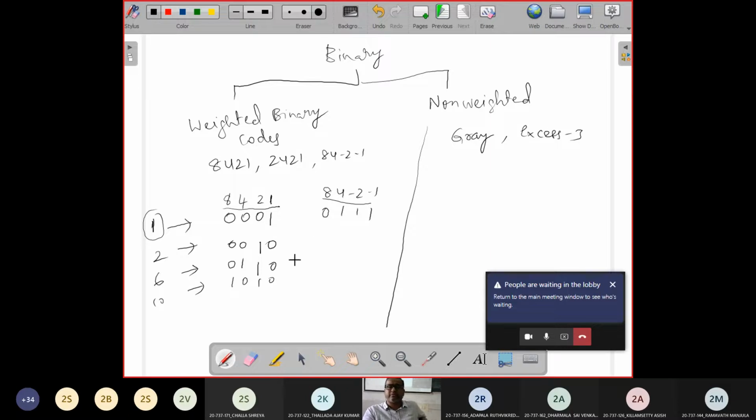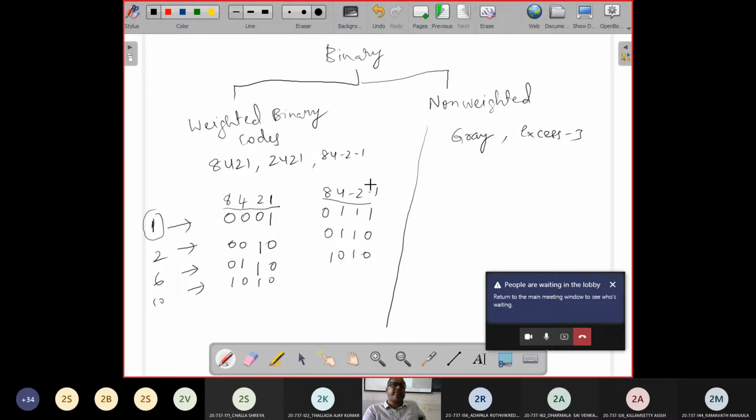Now I want to represent 2. How do you do that? What can be the code here? 0, 1, 1, 0. So this is the 84 minus 2 minus 1 code for 2. Similarly, I want to represent 6. How can you do that? 1, 0, 1, 0.